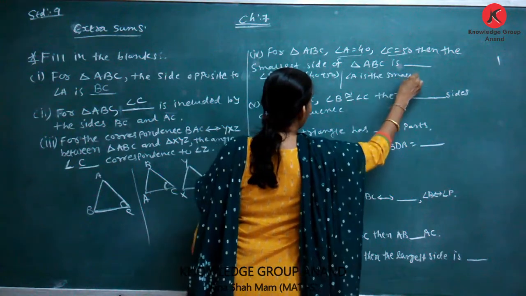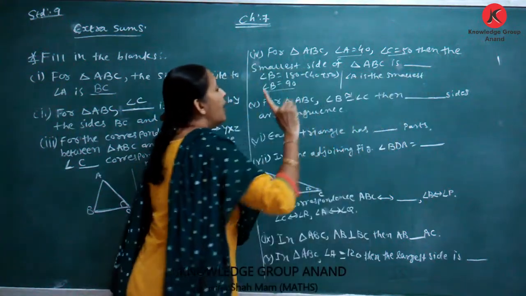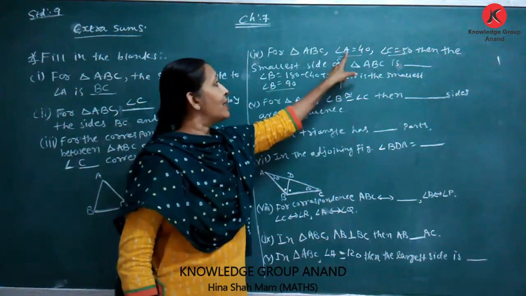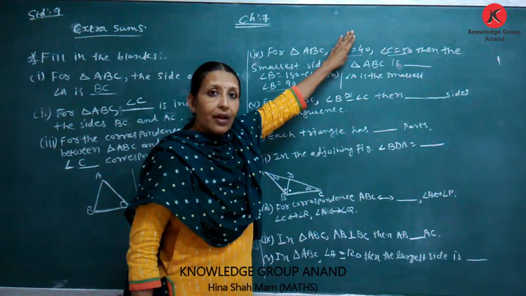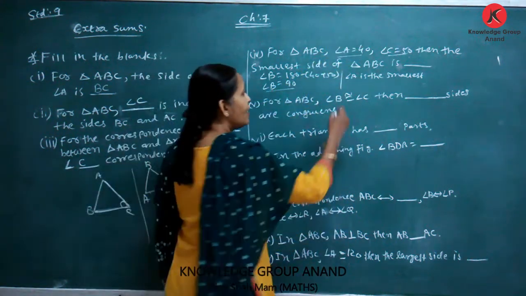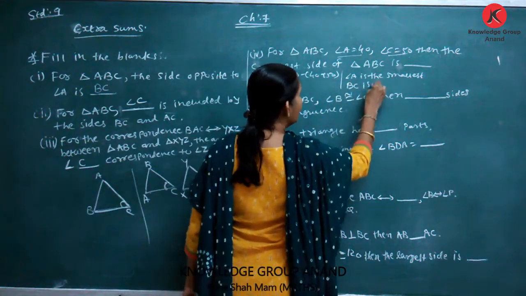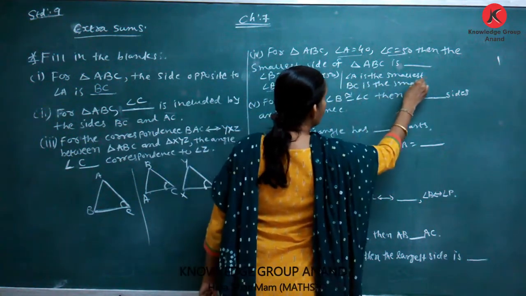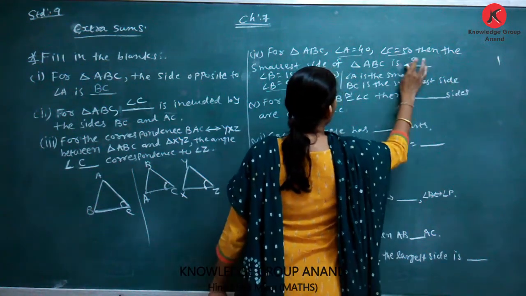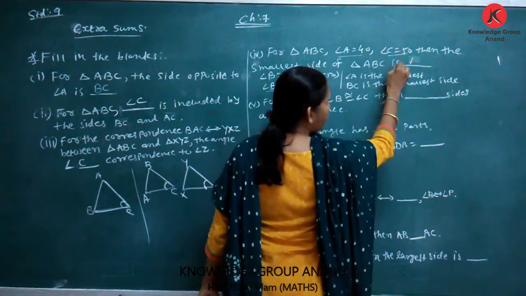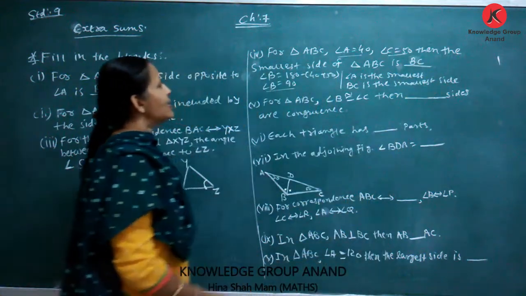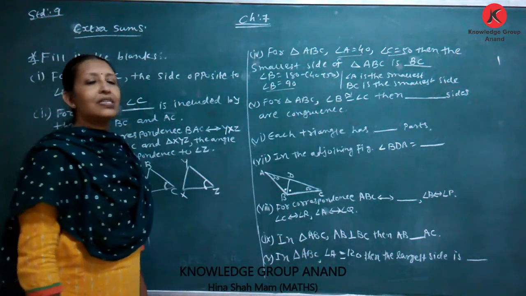For your understanding, I write here. You find angle A is equal to 40, which is smallest, then its opposite side, without A, BC. In triangle ABC, rewrite here, BC is the smallest side. Then the smallest side of triangle ABC is BC.